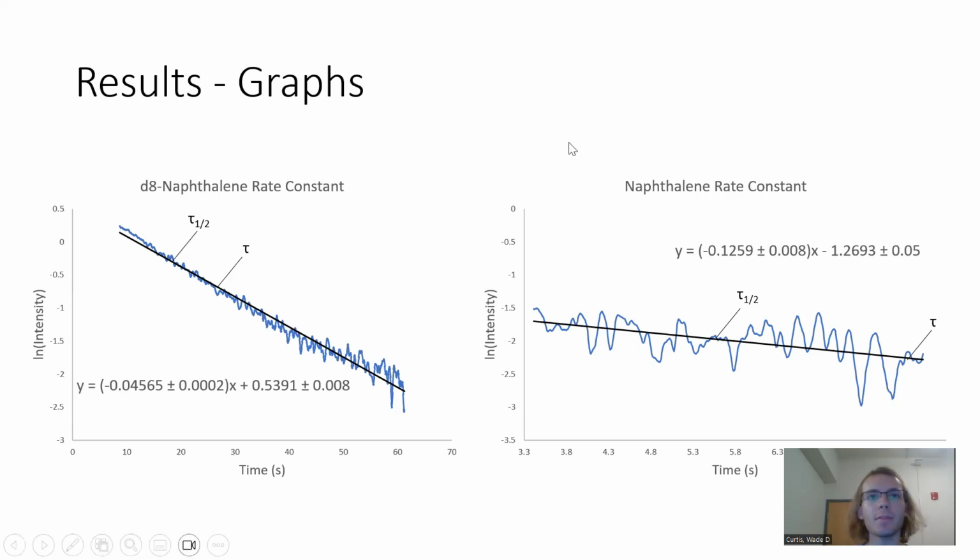The slope of the naphthalene is steeper than deuterated naphthalene, despite how the graphs look. That is just because of the scaling. The steepness of the slopes results from the different values for the rate constant these two molecules have, where naphthalene's is greater, as you can see by the slope.